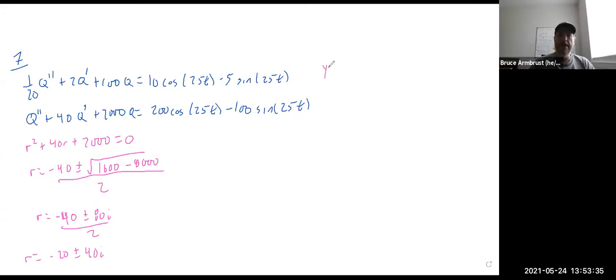So that makes our homogeneous, C1, or hold on, let's do the exponential piece first. E to the minus 20t times C1 cosine of 40t plus C2 sine of 40t. So there's our homogeneous. So then we've got to get our particular.